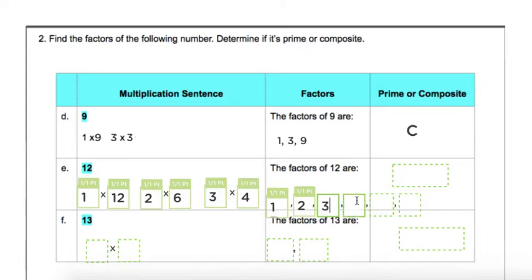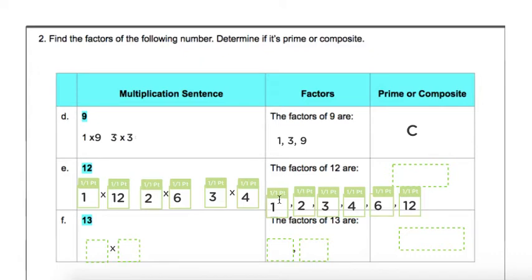Good, 3. And then what comes after 3? What's the next largest number? Good, 4. So we've used 1, 2, 3, 4. We still have 6 and 12 left. Which one is going to come next? Good, 6. And then what's going to come last? What's our largest number? Good, 12. All right, is our number prime or composite?